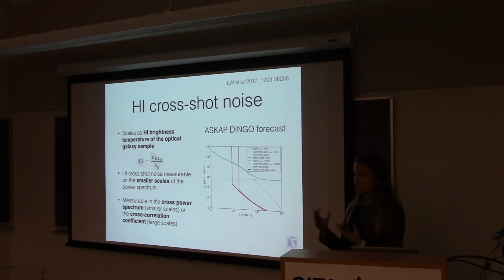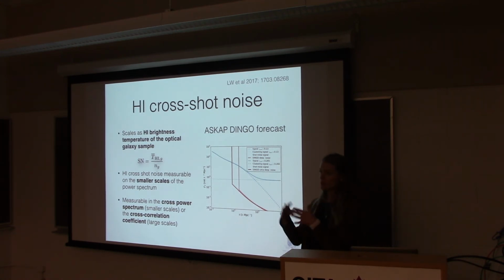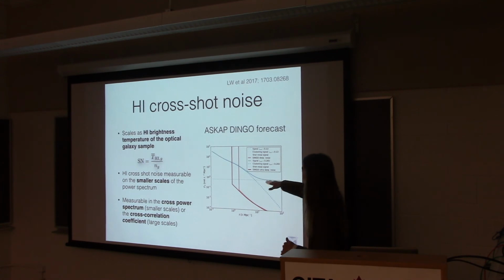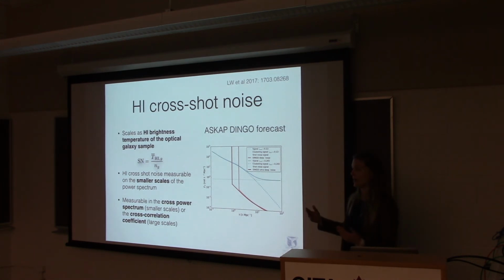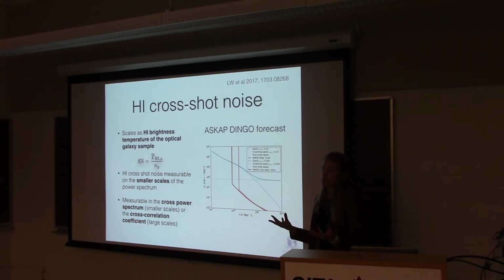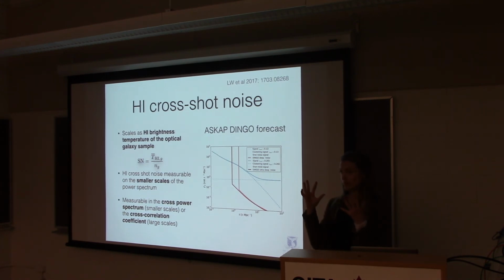You can measure a shot noise really well if you go to smaller scales, because the power spectrum will just converge to a constant, which is the shot noise. You can literally read that number off, which is really great. Or if you have only the bigger scales of the power spectrum, you might have to use a different method, which I'm showing a bit later.